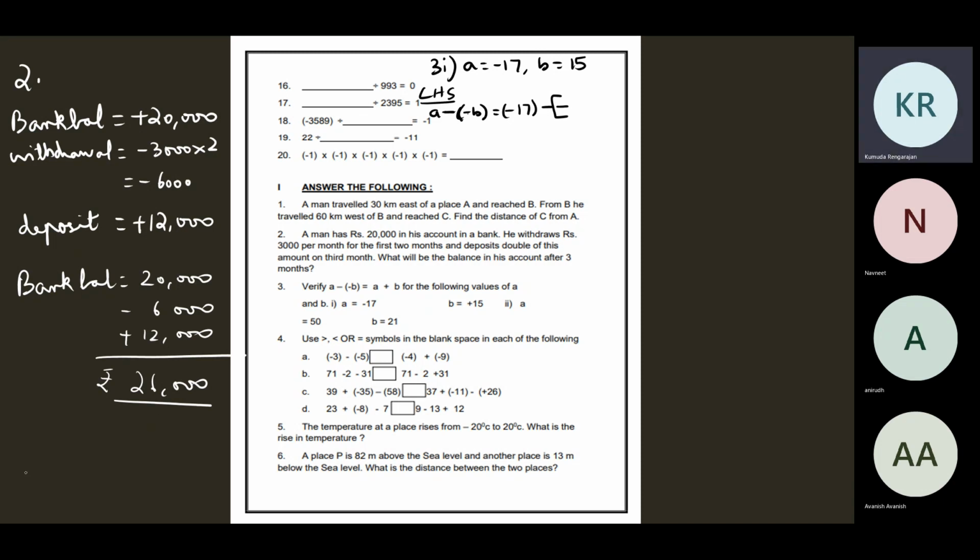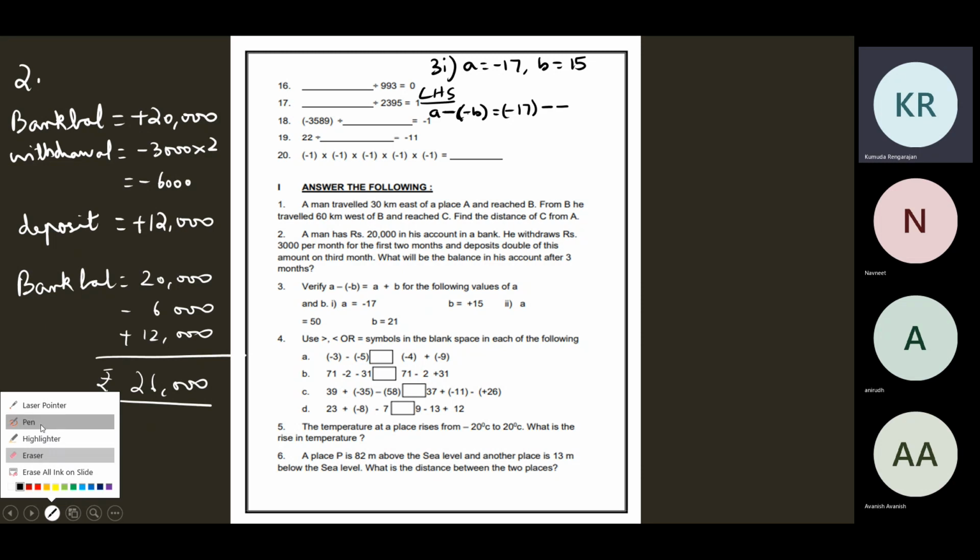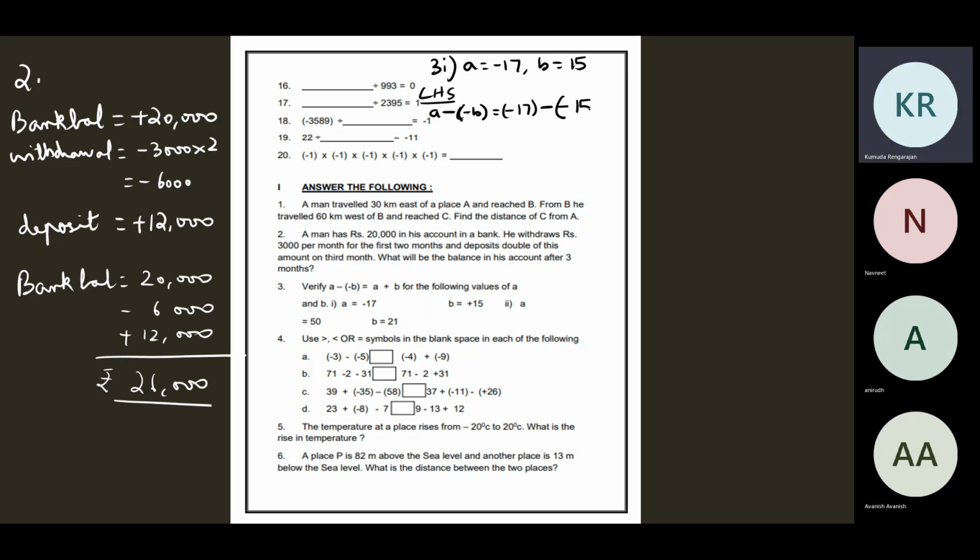You can put it in a bracket or you can just write 15 as it is. You can use a simple bracket itself. So minus, simple bracket, minus, B is 15. See, what have I done? I've just substituted the values, nothing else. Instead of A and B, I've written minus 17 and 15. Next step, you should simplify minus 17, minus into minus plus 15, which is equal to minus 2. This is the LHS.